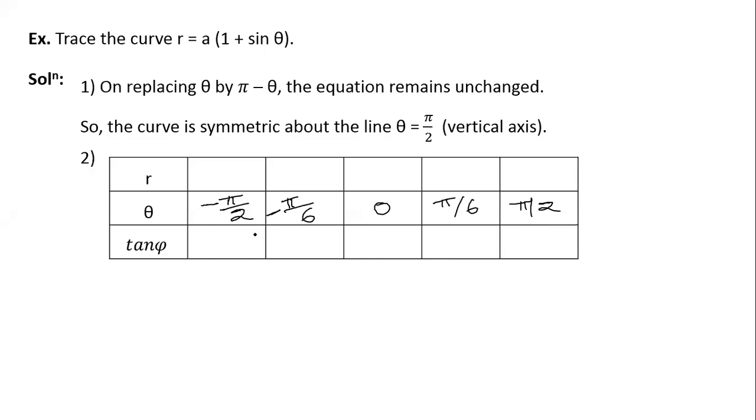What are the corresponding values of r? Now see, theta equal to minus pi by 2, r equal to a times 1 plus sine of minus pi by 2, that is equal to 0. Then sine of minus 30 is minus half, so r will be a by 2. Then sine 0 is 0, r is equal to a. Sine pi by 6 is half, so this will be 3a by 2. And finally pi by 2, so that will be equal to twice a.